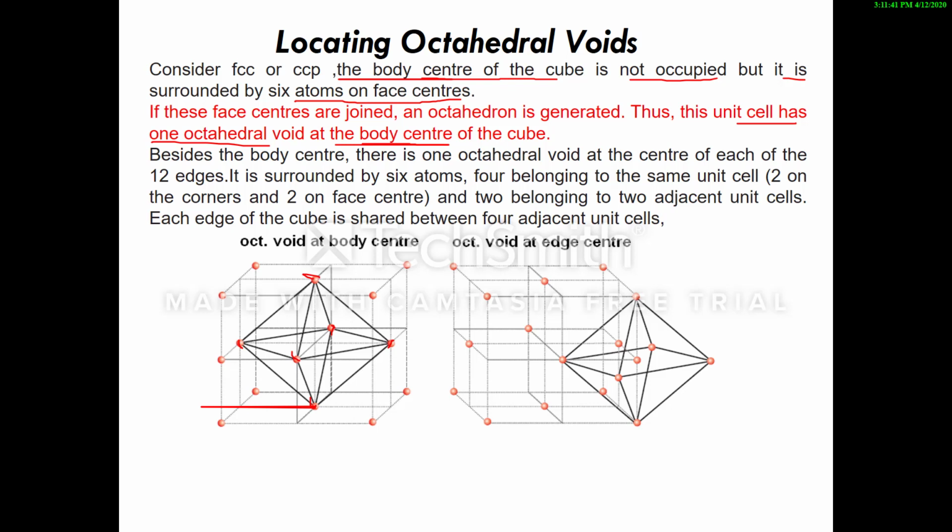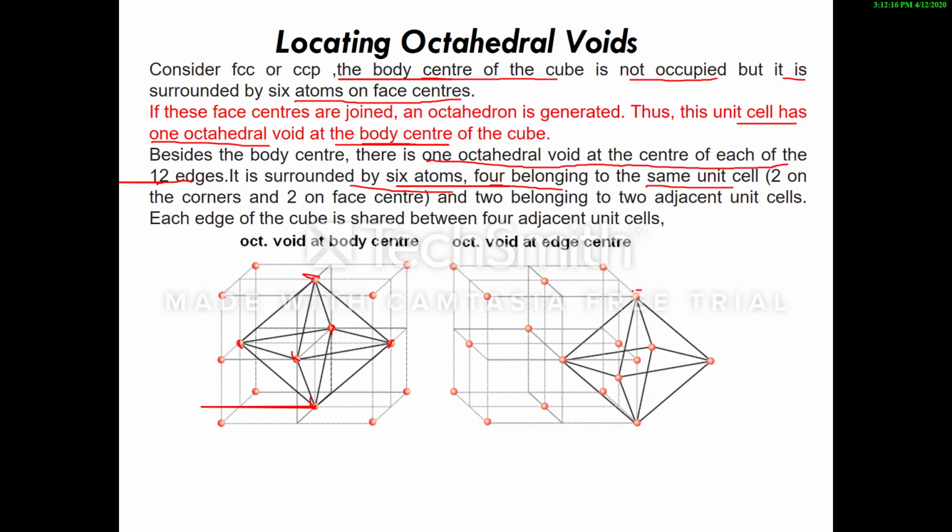Now beside this, we can also locate other octahedral voids. There is one octahedral void at the center of each of the 12 edges. I already discussed that in one cube there are 12 edges, and on each edge center there is one octahedral void. How? Again this is surrounded by 6 atoms. Out of these, 4 belong to the same unit cell. Now just see, this is the unit cell represented.